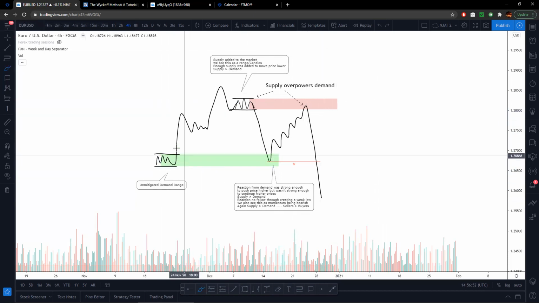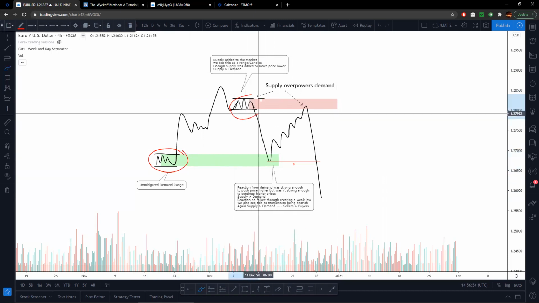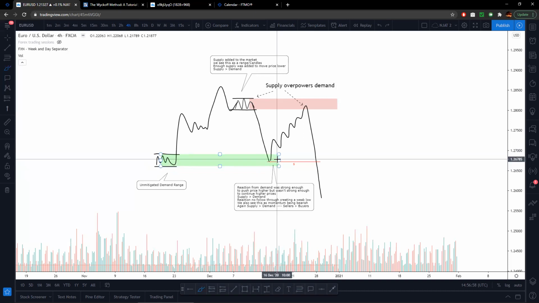We're always reacting off a range of some sort. So whether that's a supply or a demand range, we're always reacting off one of the two. Now that reaction of supply and demand is determined by whether that reaction causes a follow through or it doesn't cause a follow through. And obviously we know that to be weak lows and strong highs, etc.